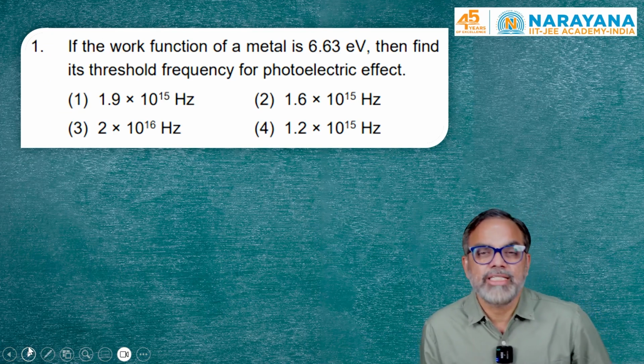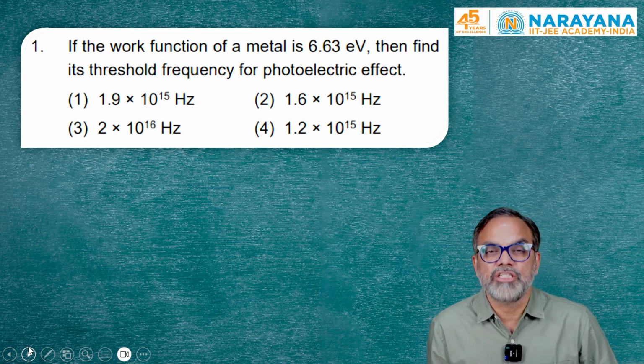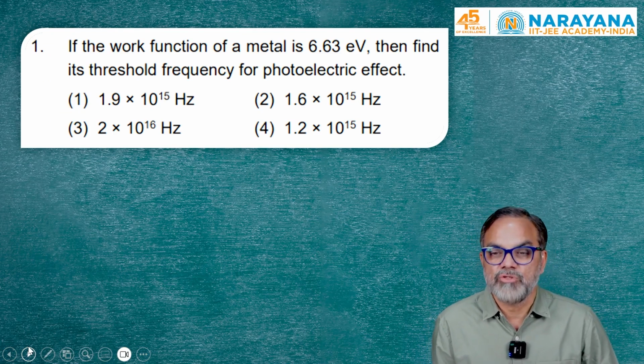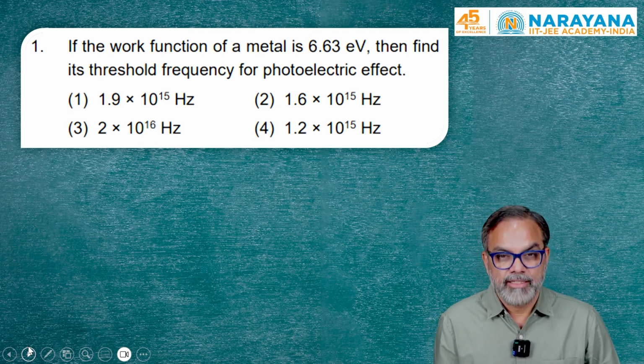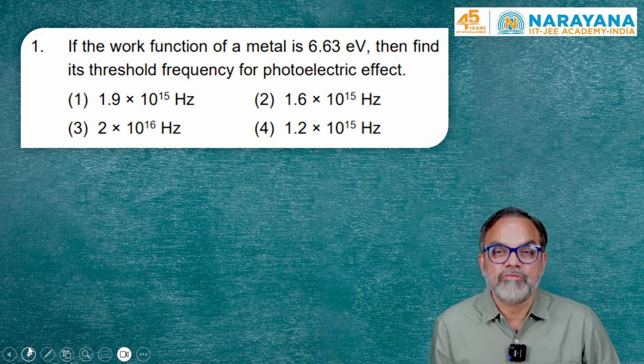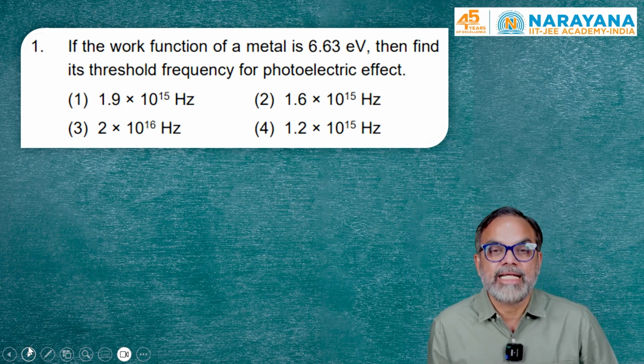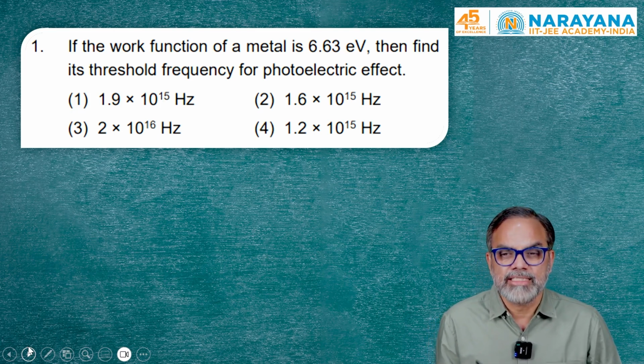Here is the first question, and this question is based on photoelectric effect. The question says if the work function of a metal is 6.63 electron volt, then find the threshold frequency for a photoelectric effect. Dear students, it's one of the straightforward questions. So I'll put it in the category of easy question. It is just formula based.